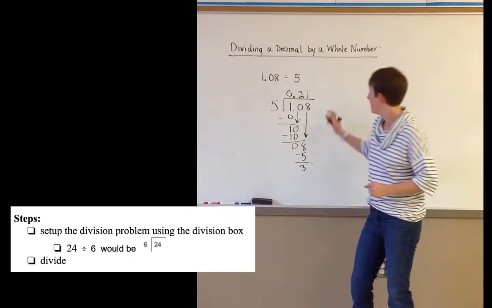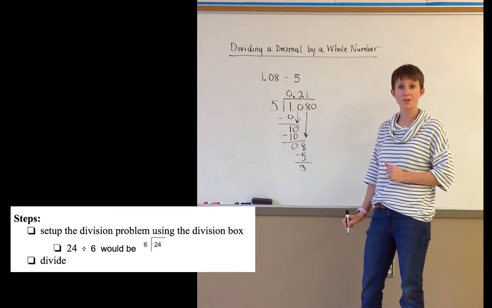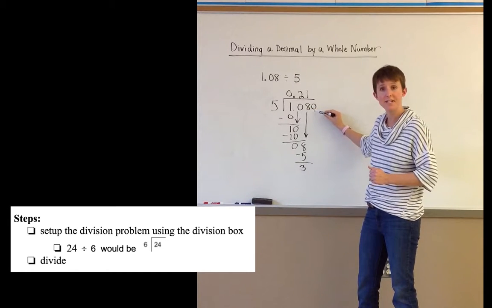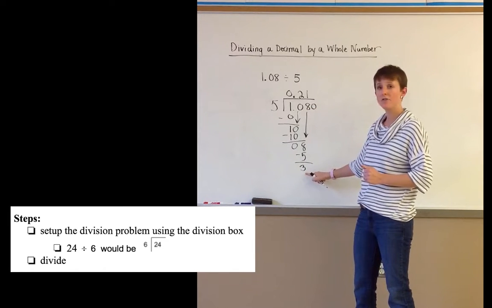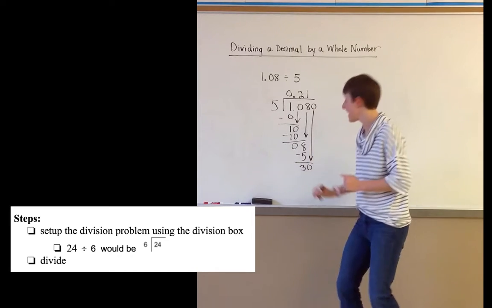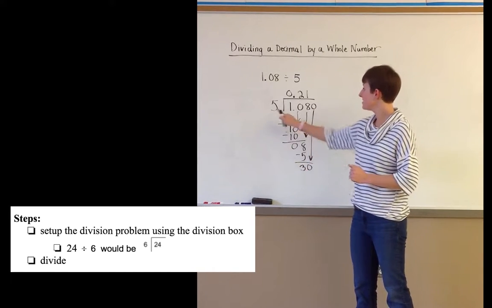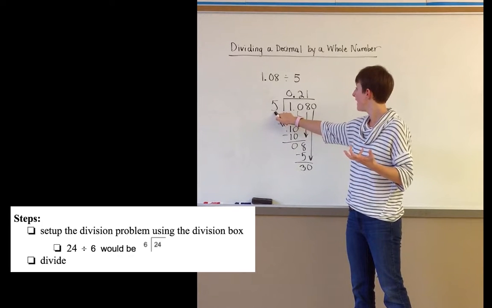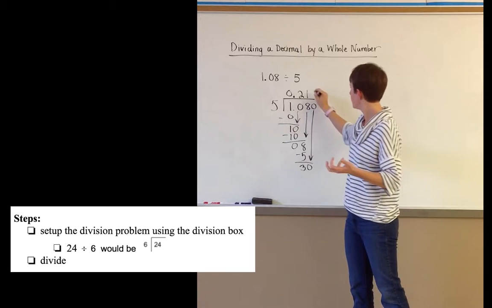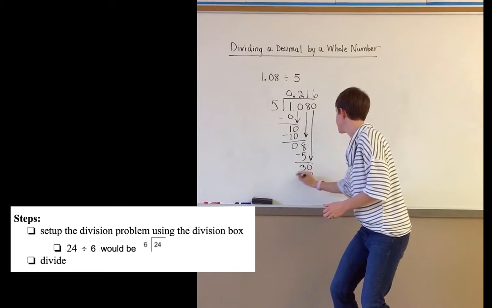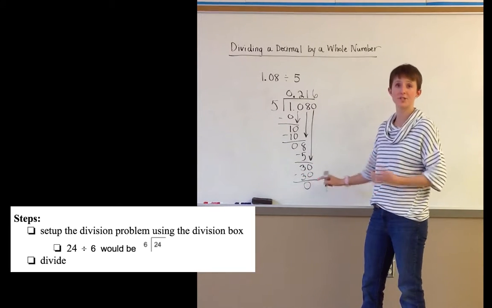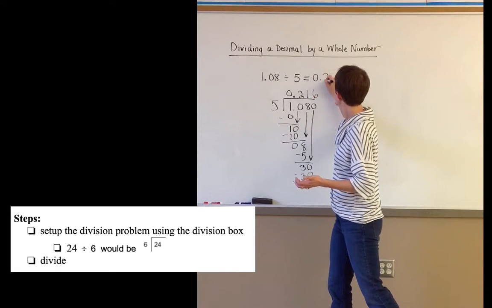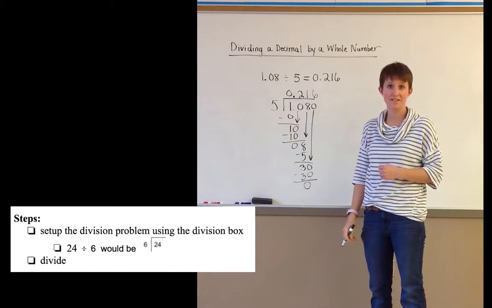I'm not done. Thank goodness we talked about annexing zeros earlier this year. If I put a 0 here, I'm annexing it. It's not changing the value of my dividend. These 3 hundredths, I'm going to break into 30 thousandths. 30 thousandths to share amongst 5 groups. How many are going to be in each group? 6. That means I've used 30. Now I'm done. I've reached 0. Nothing left over. So the correct quotient is 216 thousandths.